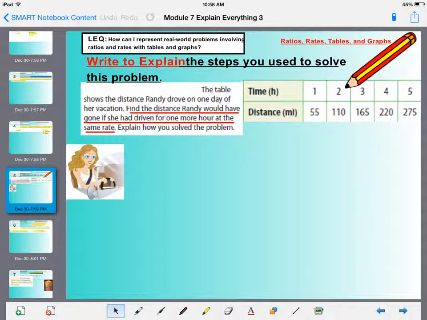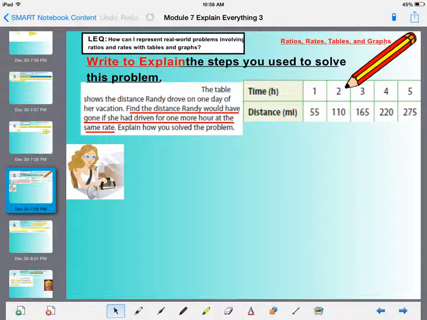So let's take a look at an example where we would have to determine the distance. The table shows the distance that Randy drove on one day of her vacation. The question is asking us to find the distance that Randy would have gone if she had driven for one more hour at the same rate. So very important that we are able to understand this information given in this table.